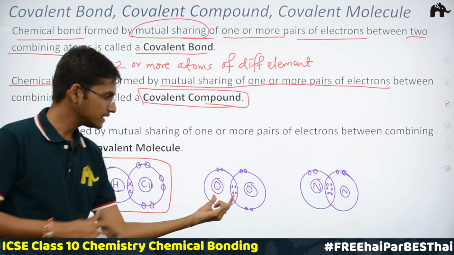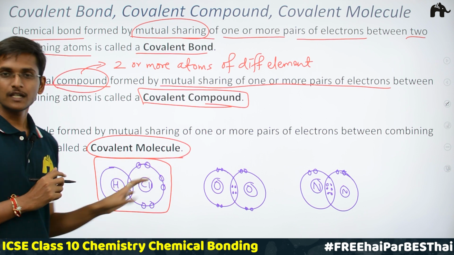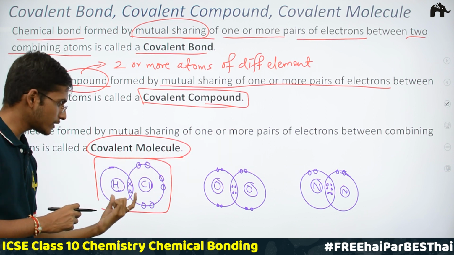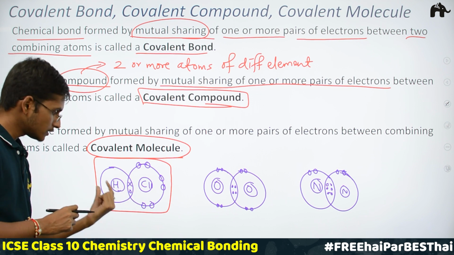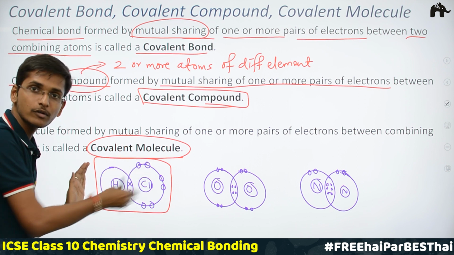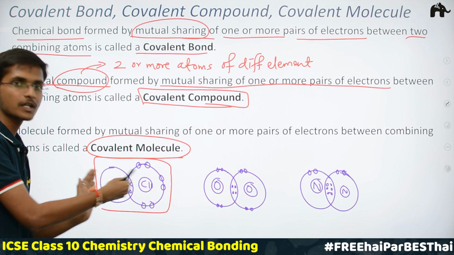So these are actually covalent molecules. These are not covalent compounds, so please don't mix it up. This is a covalent compound, HCl, because the two atoms are of different elements, and such a compound is formed by mutual sharing of one or more pairs of electrons between the combining atoms.